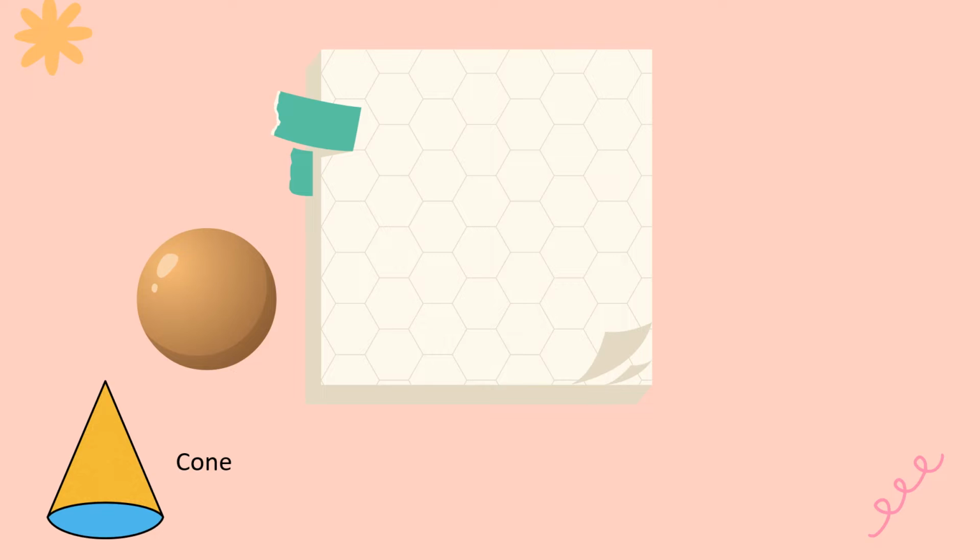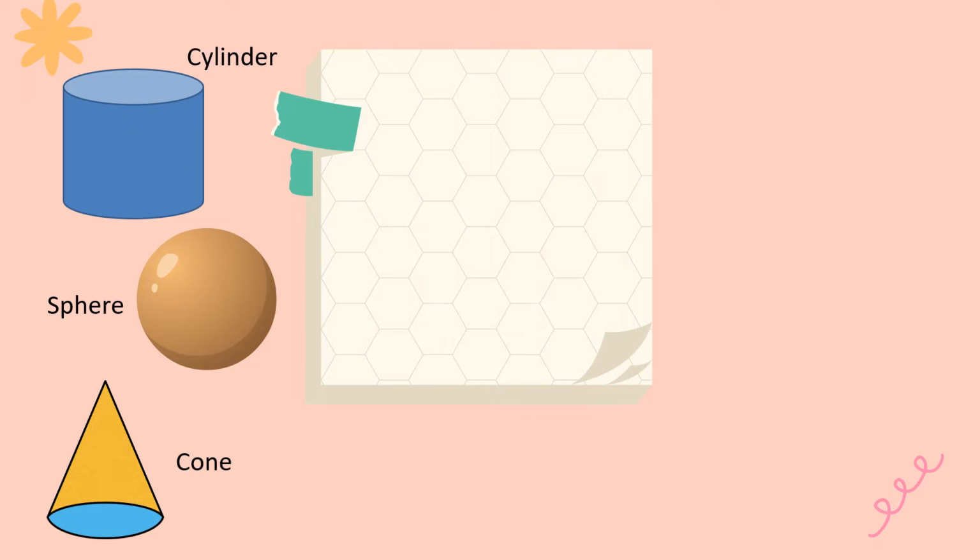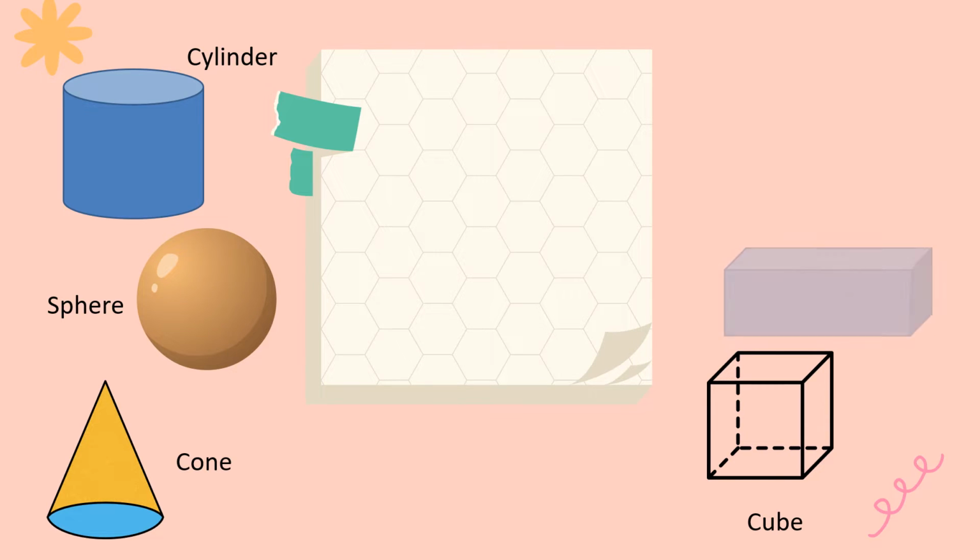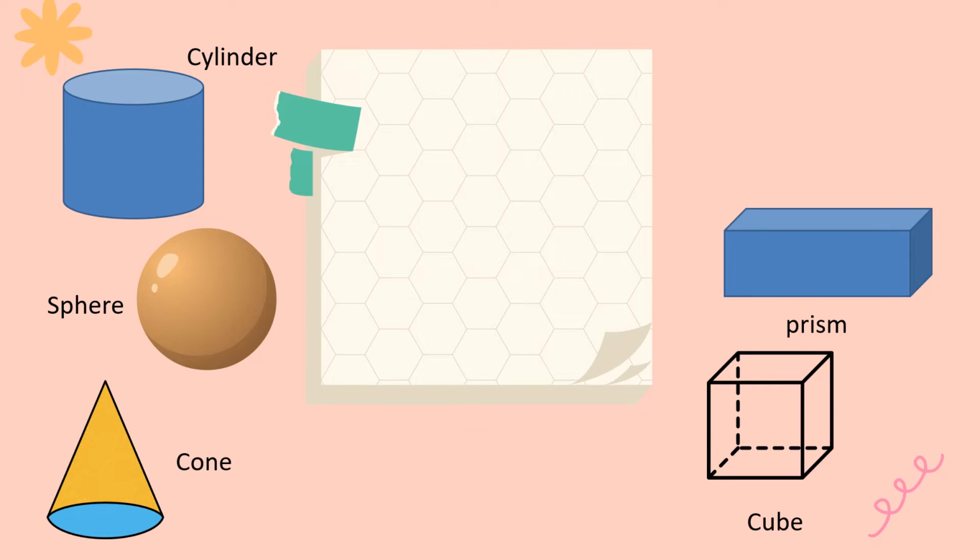How about this one? Do you have any idea what this is? This is a sphere. How about this? That's a cylinder. And this one is a cube. And this one is what we call a prism, and that is a rectangular prism. And this one is a pyramid.